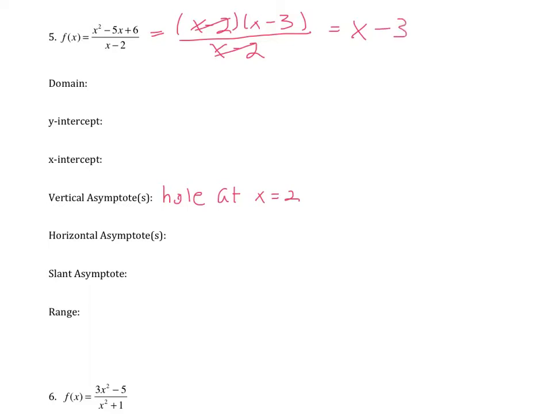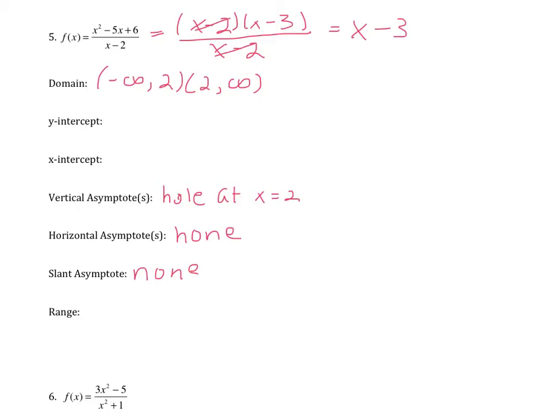So now x minus 3 is just a line if you graph it. So what we're going to end up with is the graph of a line, but with a hole at x equals 2. So since we have the graph of a line, we don't have any horizontal asymptotes or slant, because it's just the line y equals x minus 3. So the domain will be negative infinity to 2, and then 2 to infinity.